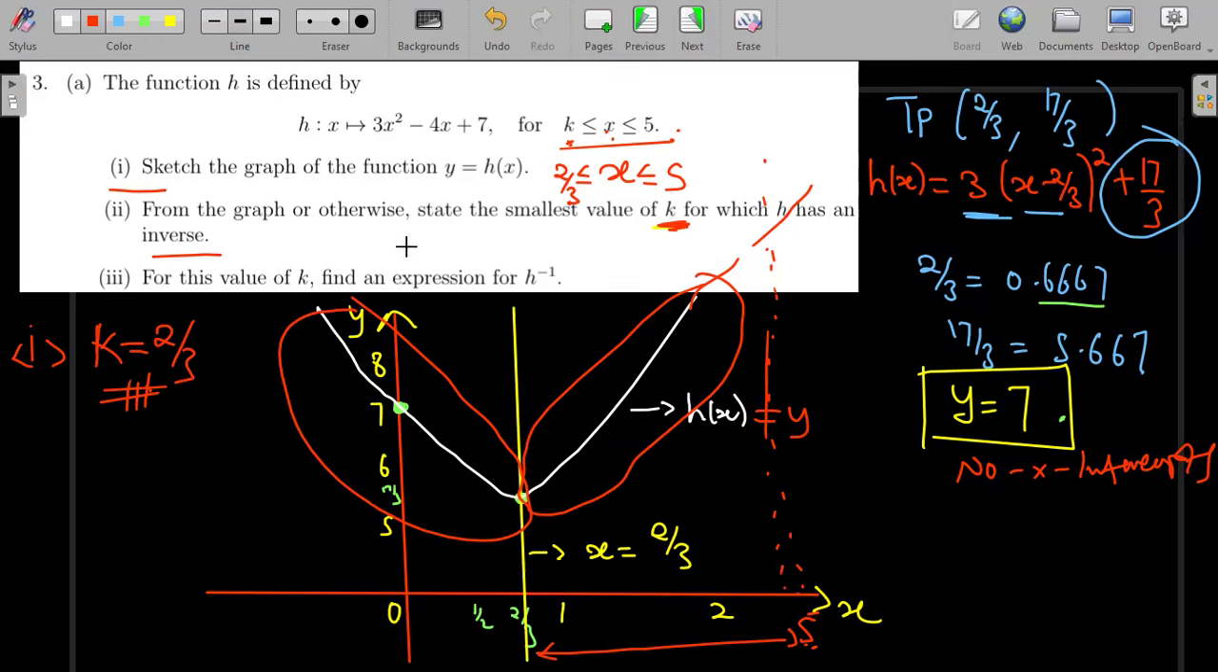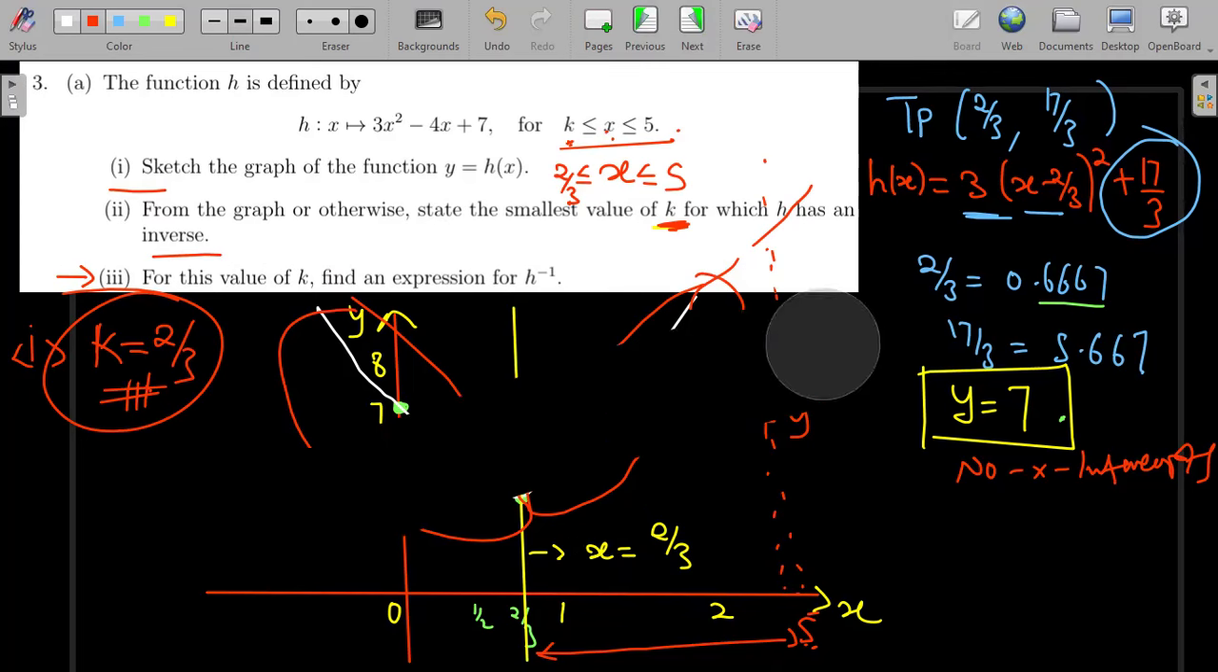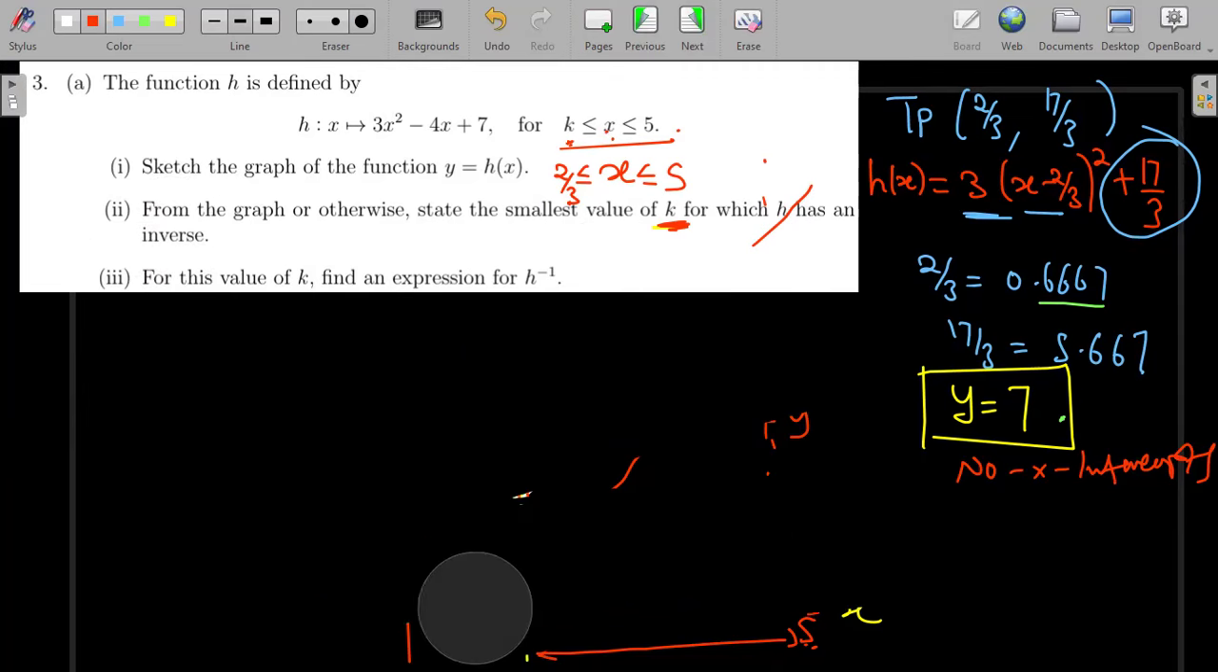Now having said that, we can solve this question here. For this question, we are saying for this value of k, find an expression for h inverse. So we want to find the inverse of this part where we have limited the domain of this quadratic function. Let's find it now. I will erase the graph.